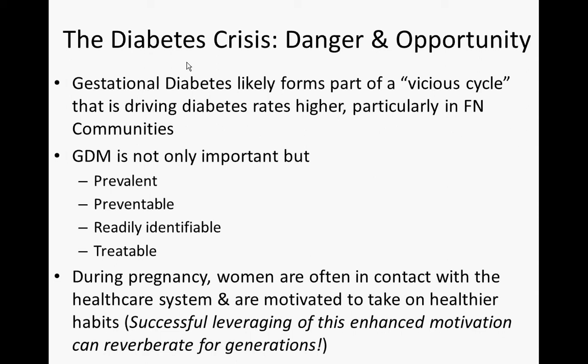However, from another perspective, what this sheds light on is a giant opportunity. Gestational diabetes is not only important, as suggested by this study, but it's also a place we can really make a difference. It's prevalent, it is preventable, it is readily identifiable, and it is treatable when it is detected.